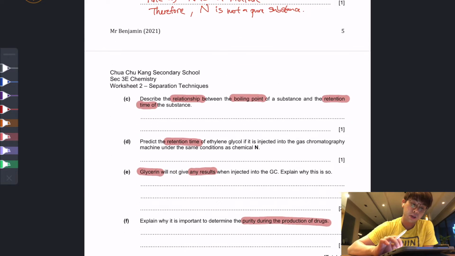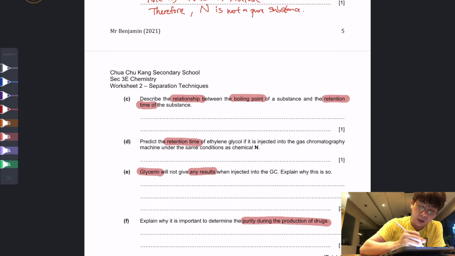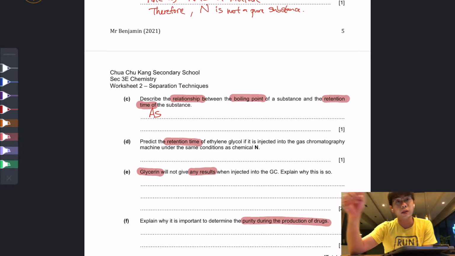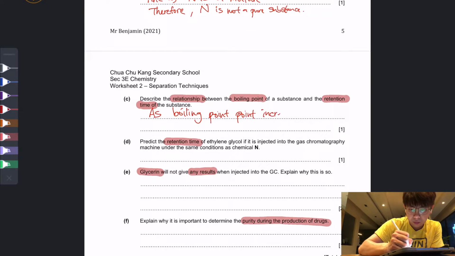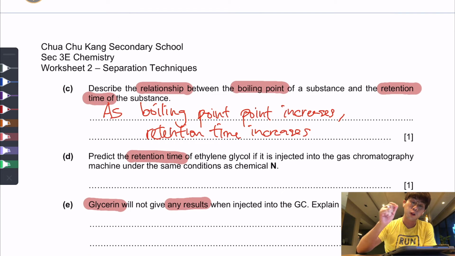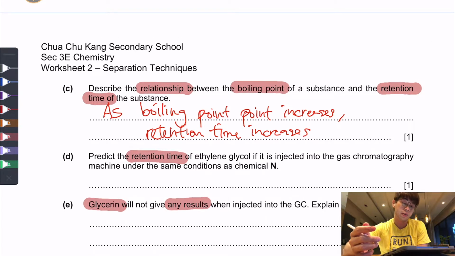So what is the relationship? The relationship is as something increases, the other thing increases. So as the boiling point increases, retention time increases. That's how you write the relationship. As boiling point increases, retention time increases.